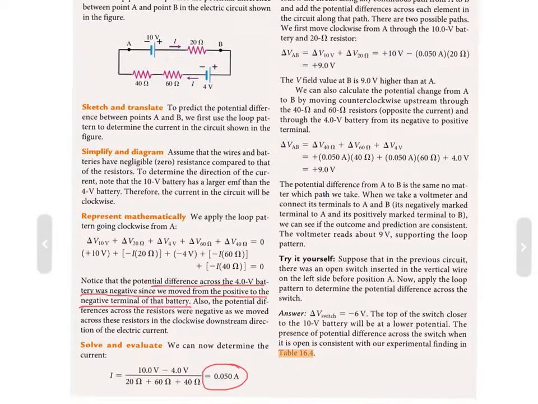It's important that you remember when you apply Kirchhoff's rule that you have to always move in the same direction around the entire loop. And we followed the current. So we followed the current in a clockwise fashion all the way around, and when we came to that battery going clockwise, we went from the positive to the negative terminal. So we have a 0.05 amp current in that loop based on applying Kirchhoff's loop rule.